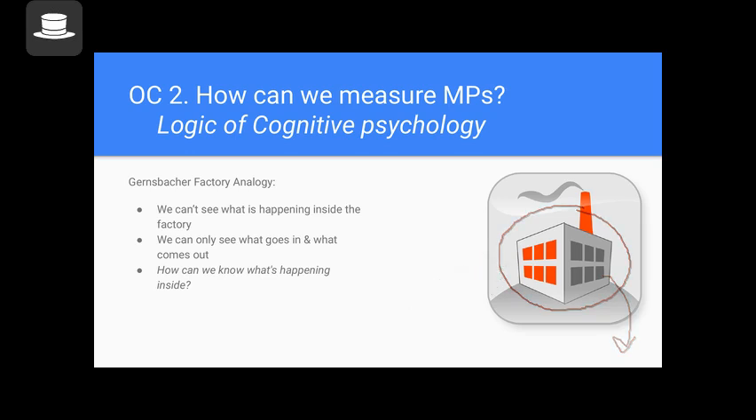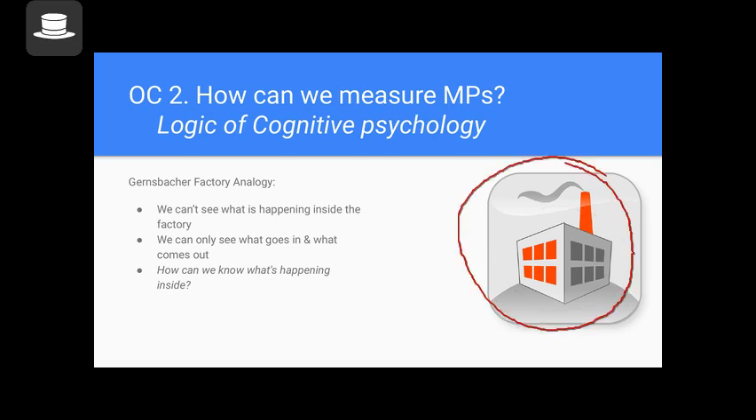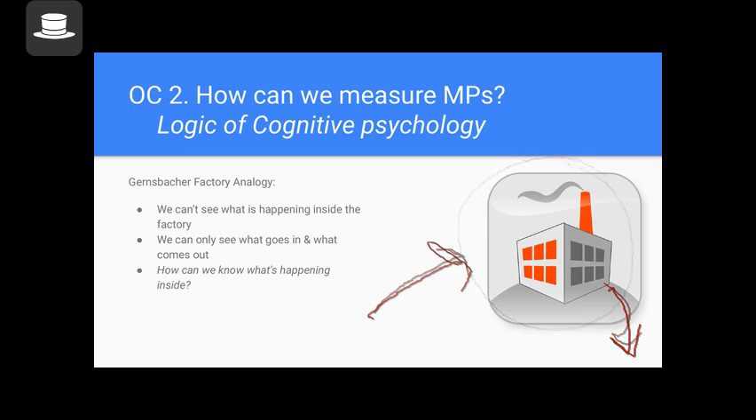Now, the analogy here is to understand what's happening in our mind. It's a mental process, right? The question is, what is happening in our mind? Factory is like your mind. We know what goes into our mind and what comes out of our mind. What goes into your mind is the stimulus given to our mind, and what comes out is the response given by the mind. The question is, how do we know what happens in the mind?